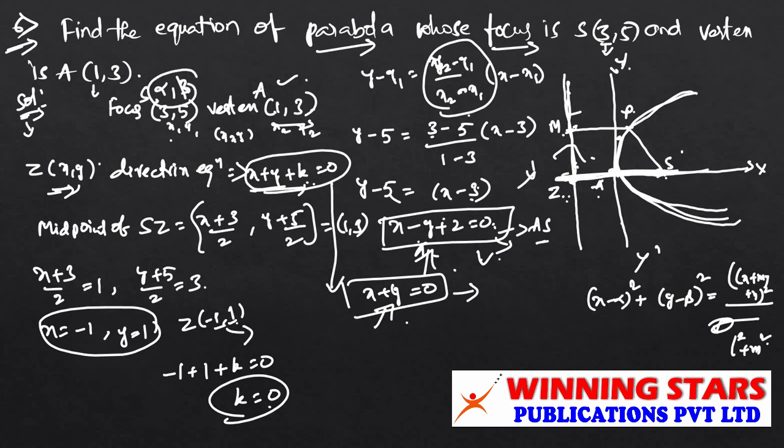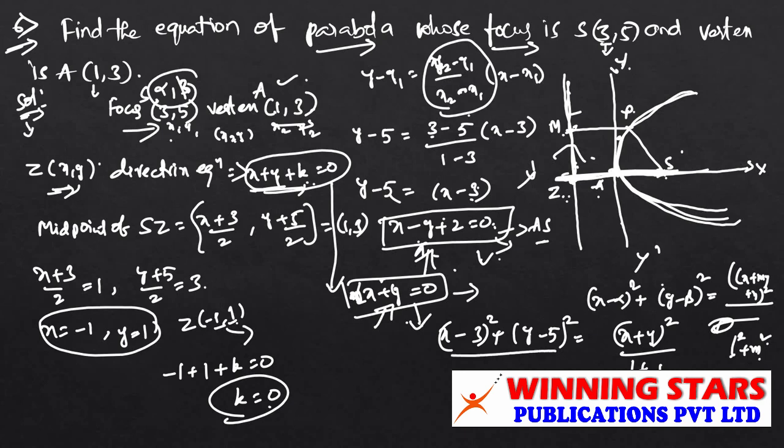So the focus point we will take as alpha comma beta in this one, and the equation we have got, we will substitute in this one. Now x minus alpha means 3, whole square, plus y minus beta is equal to 5, whole square, is equal to lx plus my plus n, where n is equal to 0. So x plus y whole square will come, divided by l square plus m square, which is 1 plus 1, this will become 2. So this total will become x minus 3 whole square plus y minus 5 whole square is equal to x plus y whole square divided by 2.